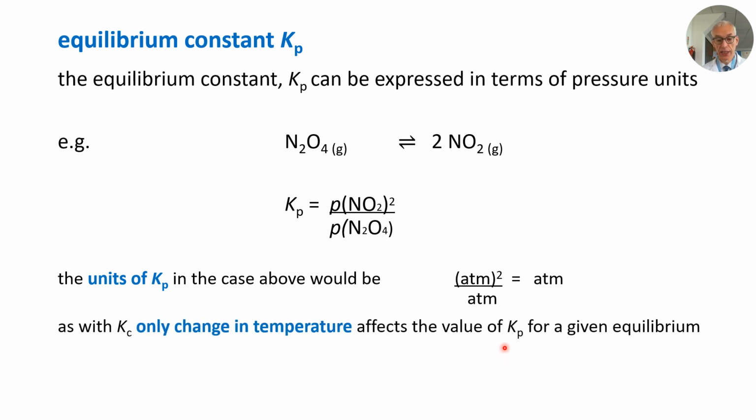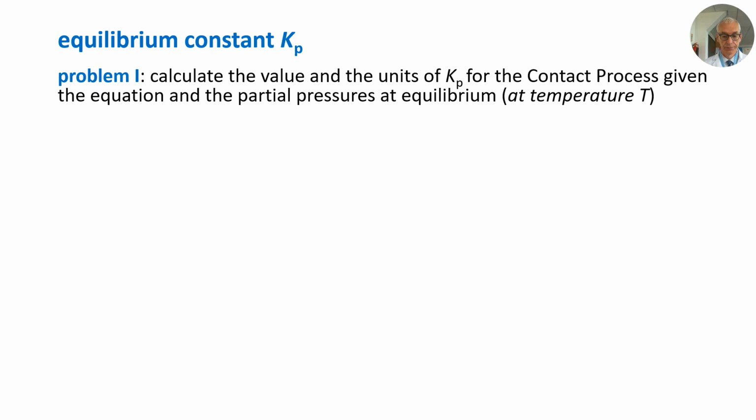Now, as with Kc, Kp is a constant value for any starting quantities at a particular temperature, because changes in temperature, and only changes in temperature, will affect the value of Kc and therefore also of Kp. So here's a problem which I'd like you to try and solve. Calculate the value and the units of Kp for the contact process given the equation and the partial pressures at equilibrium. So I need to give you those.